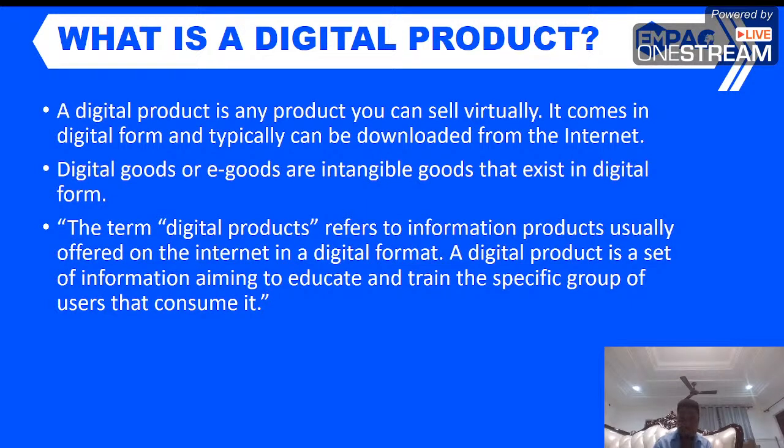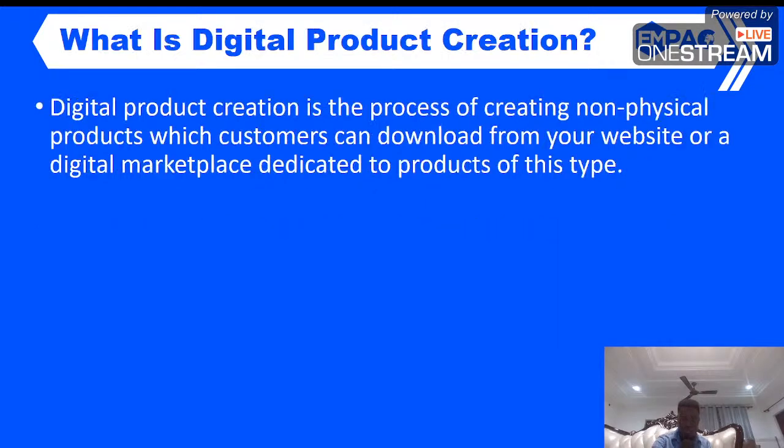The term digital product refers to information product usually offered on the internet in a digital format. So in most cases, digital products are referred to as information products that are offered on the internet in the digital format. Like this course is an information product. Now, a digital product is a set of information aiming to educate and train the specific group of users that consumes it. So that is the aim of a digital product.